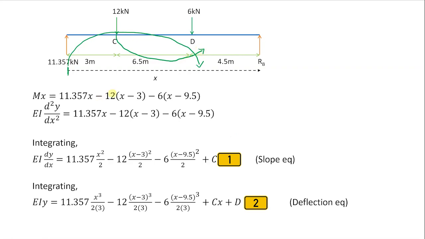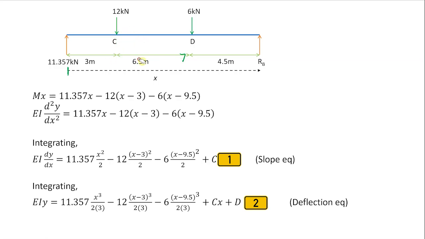Counterclockwise, that's why negative 12 (x - 3). Why x minus 3? Because we take moment at point x. Okay, at x. X can be anywhere here, anywhere on the right side. So the left 3 meters is not included. That's why x minus 3.